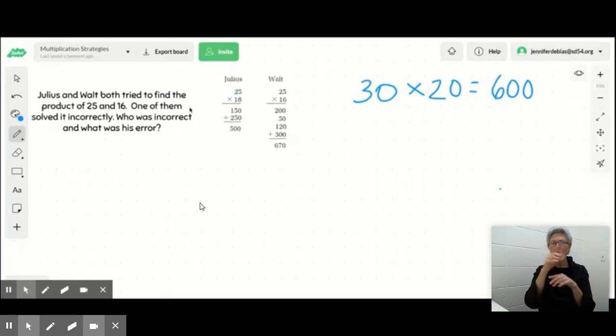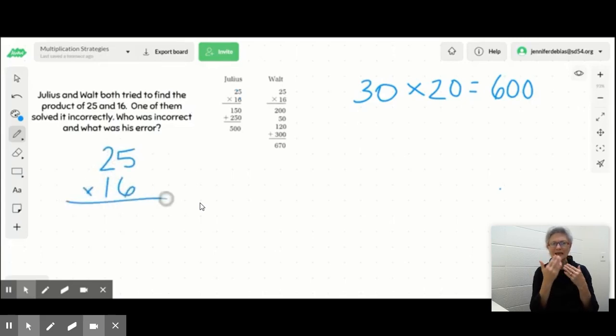Okay, so I see both Julius and Walt seem to be on the right track. I'm thinking Walt's answer might be a little bit high, right? Because his product of 670 is larger than our 600, and I know that I rounded up. But let's dig in. So I'm going to look at Julius first. It looks to me like he used the standard algorithm, so that's what I'm going to do, just so I can kind of see where he made his mistake. It's easier for me to solve it than just to look and try to find his mistake.